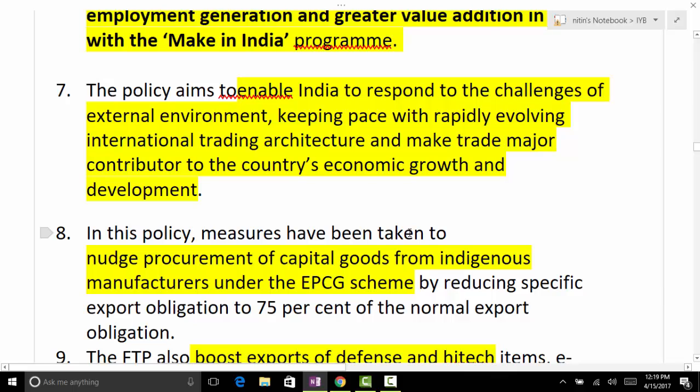Then it also discusses how we meet the challenges from the various international trading architecture, for example, these mega regional trading blocks, right? So it also discusses those strategies, how India can cope with those challenges in the world.